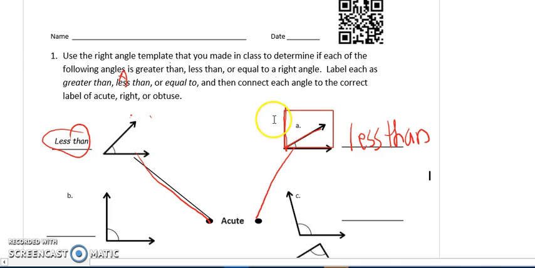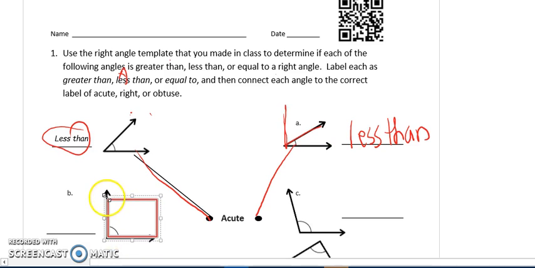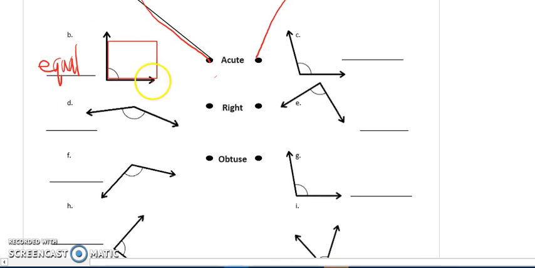Okay, let me move my shape again. I'm going to put it here. Now this one looks like it's exactly matching the square that I moved in here, so it's equal to. And I know that if it's equal to 90 degrees, it's a right angle, correct? Alright, let's move it over.